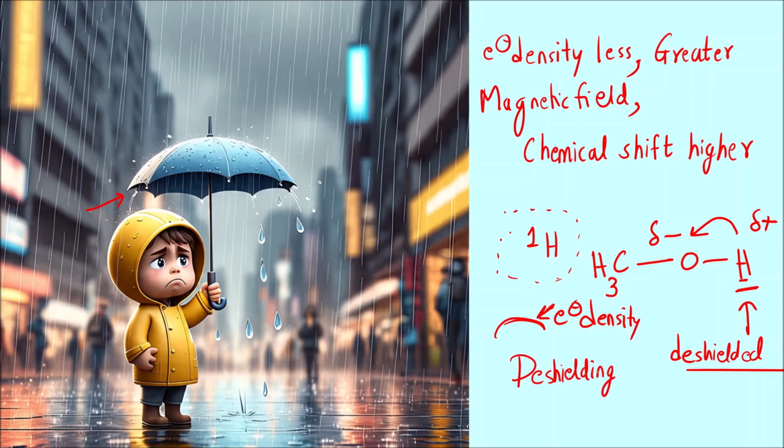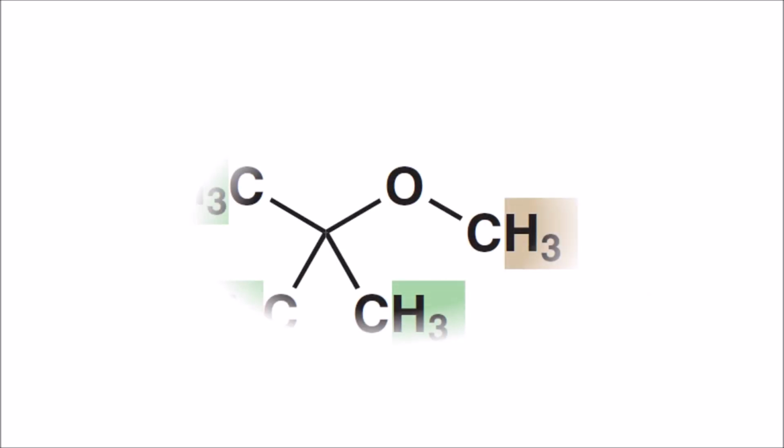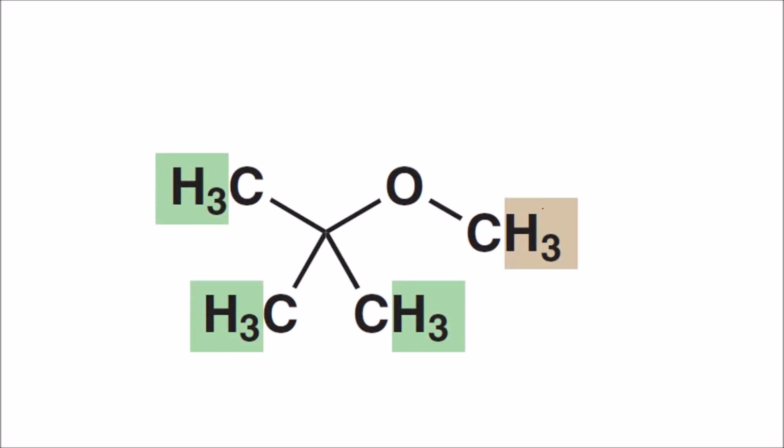Okay, in the coming slide, we'll also see there are several names for this, like de-shielding. This is also called downfield, and the shielding one is called upfield. Okay, so let us understand with the help of one example.